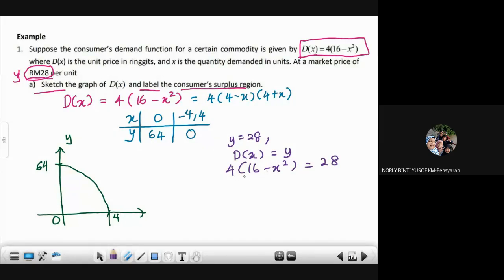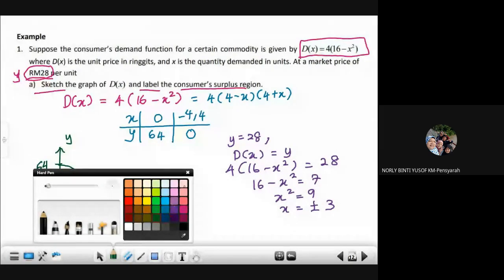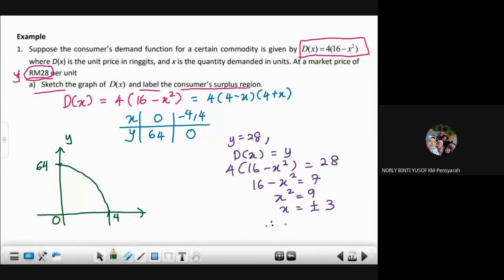Okay, and then 28 divided by 4, you got 7. And then x squared equals to 9. And x equals to plus minus 3. Okay, since that quantity sama juga, walaupun melukis graf, quantity mesti positif sajalah. So x equals to 3.